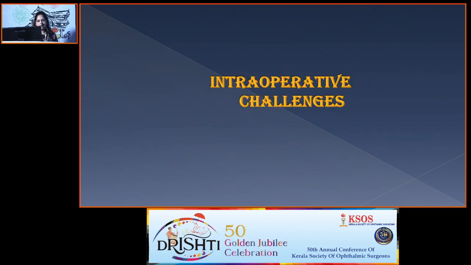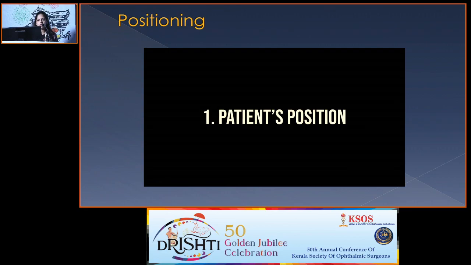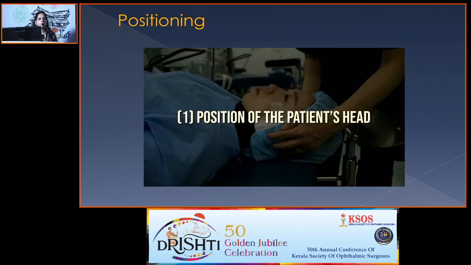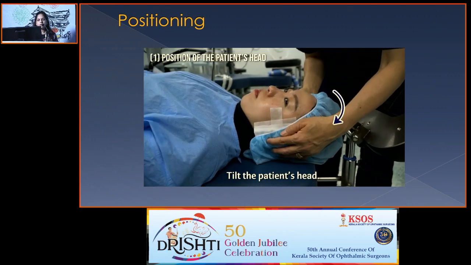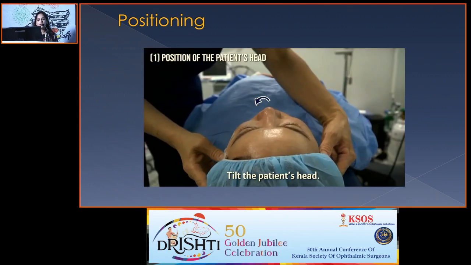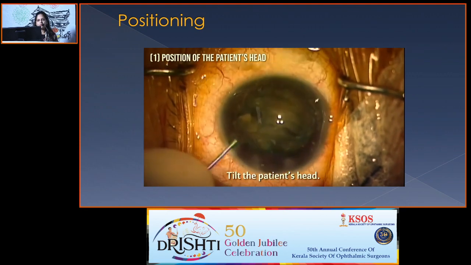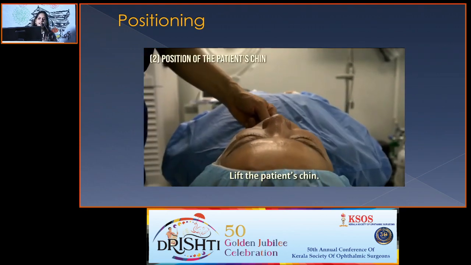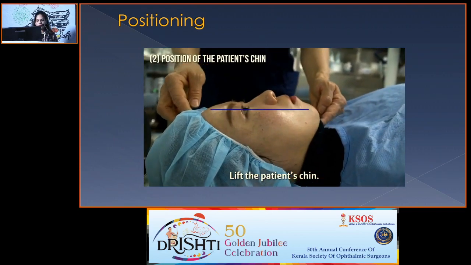Coming to the intraoperative challenges, patient positioning is very important. Positioning of the head, chin, and the pupil should be considered. It is better to tilt the head slightly to the side because it prevents pooling of the fluid in the conjunctival sac. Slightly lift the chin so the dye comes in level with the microscope light.